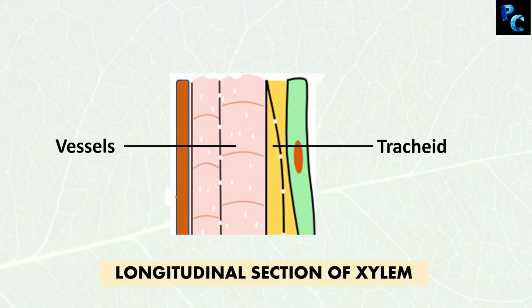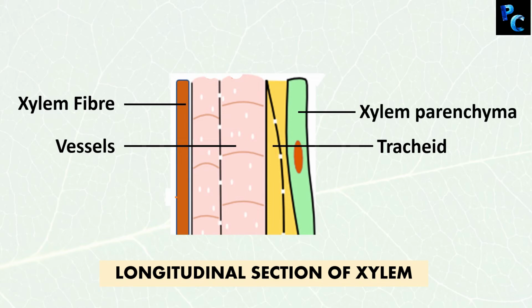Beside it is the tracheids, long spiral tapered end cells overlapping each other. In between tracheids and vessels, there are long xylem fibers. And on the other side, you can see the xylem parenchyma, which are the only living element of the xylem. Is it clear, my dear students?